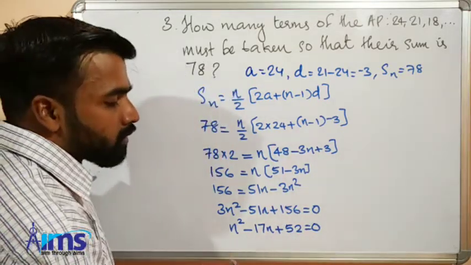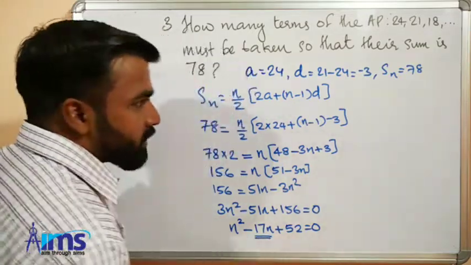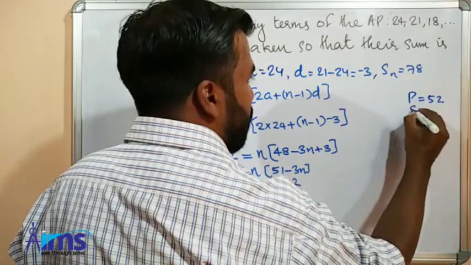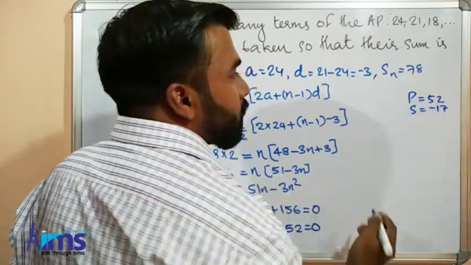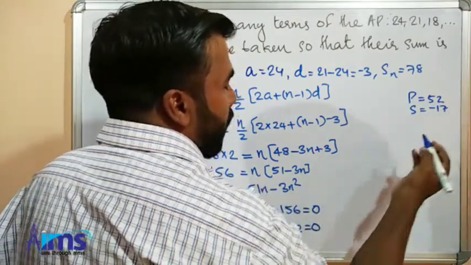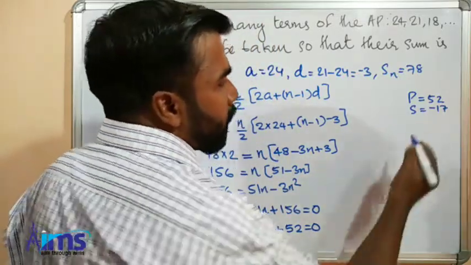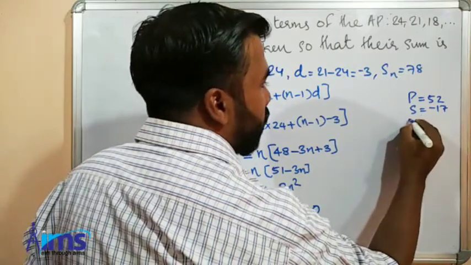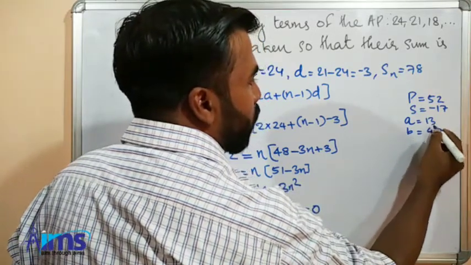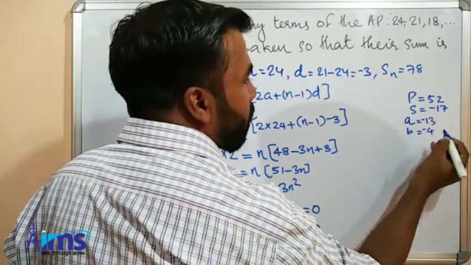So now we can solve by splitting the middle term. So here we have to split minus 17. Before that we know product is equal to 52 and sum is equal to minus 17. So we have to get two numbers so that the product should be 52 and sum should be minus 17. Then what will be the numbers? We can take one number as a is equal to 13, then b will be 4. 13 into 4 is 52. Then here the sum is minus, so we have to take both as minus.